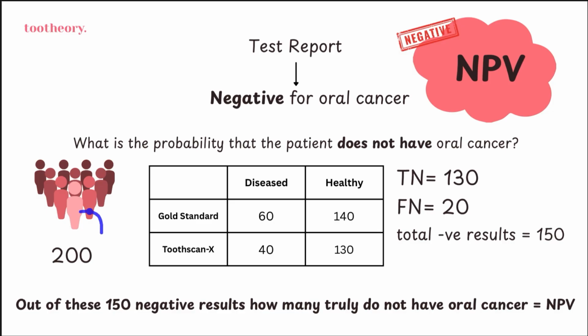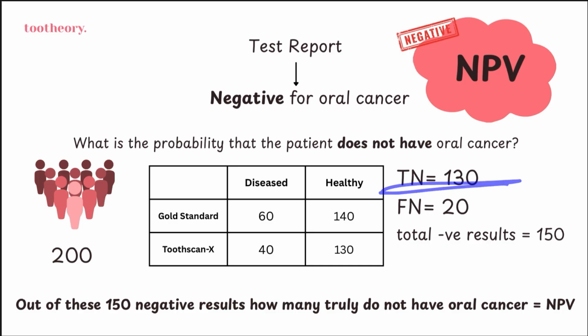In the same cohort of 200 people, our test, which is Tooth Scan X, has identified 40 out of 60 people as diseased and 130 out of 140 people as healthy. So we can say that people who are identified as healthy for sure were 130, and hence this value would be a true negative value, because people are negative for the disease. And this test of ours has identified 130 of them to be negative correctly. So it's true that they're negative.